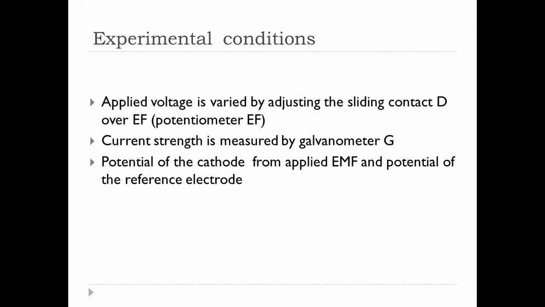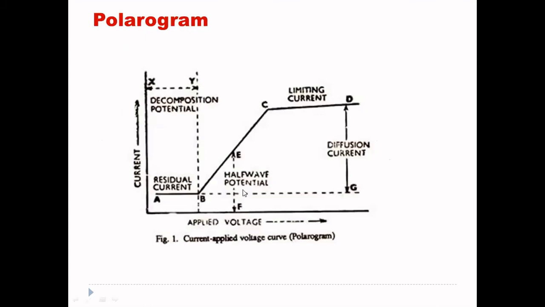The applied voltage is varied by adjusting the sliding contact, and the current is measured using a galvanometer. Based on that, we plot a curve. This is a very important one: the polarogram, the current against voltage relationship. We get an S-shaped curve, and there are different portions: A to B, B to C, and C to D. A to B is known as the residual current, B to C is known as the diffusion current, and C to D is known as the limiting current. The potential at this point is known as the decomposition potential. The important terms are residual current, limiting current, diffusion current, half-wave potential, and decomposition potential.